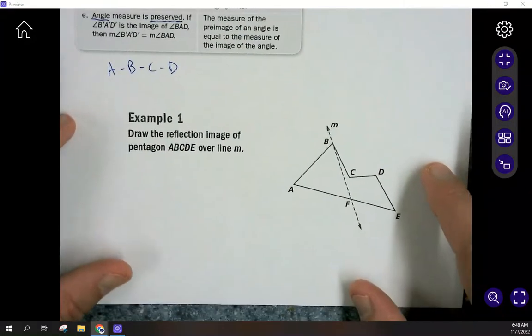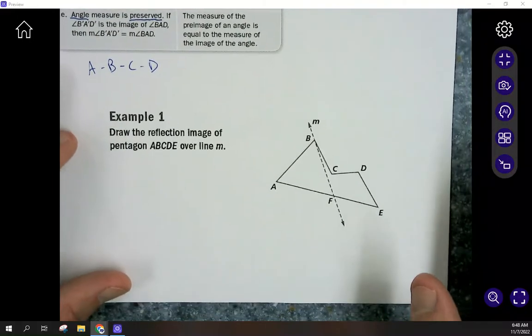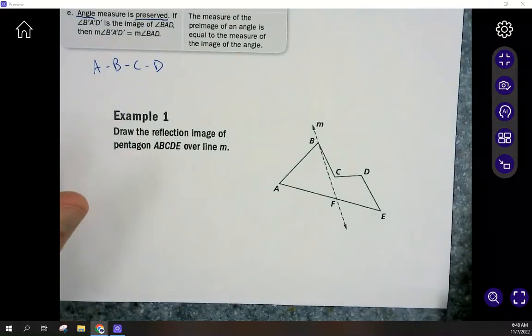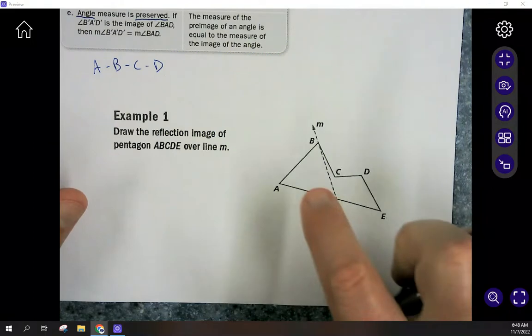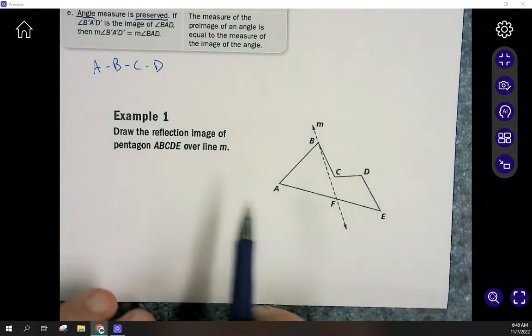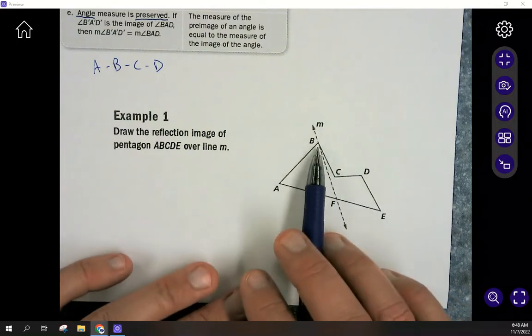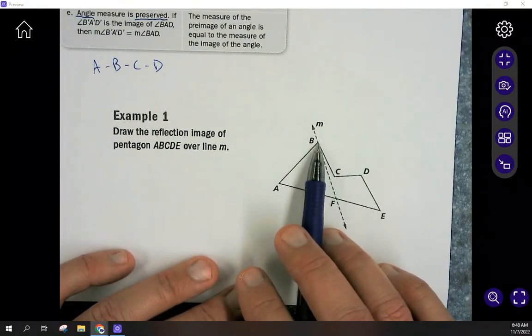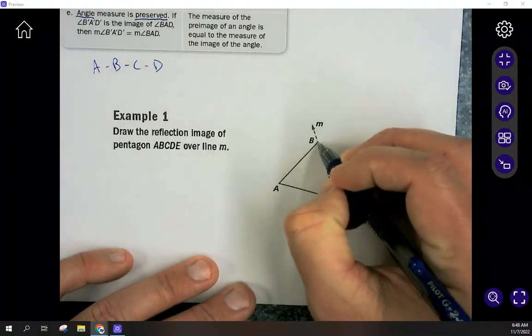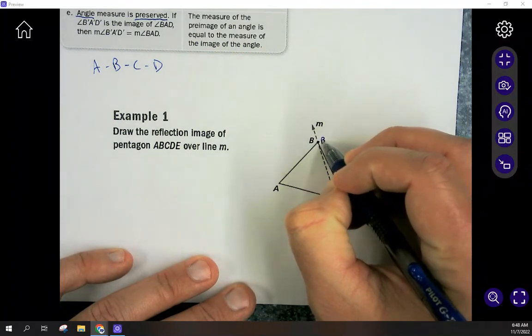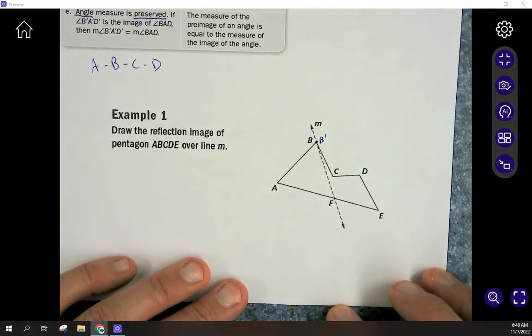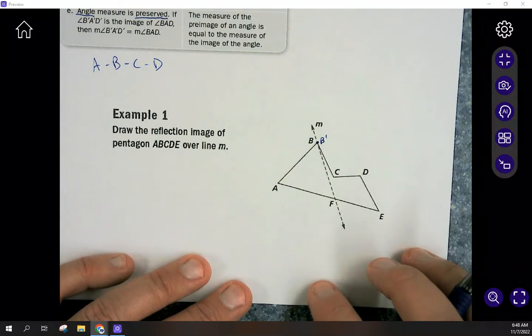All right, let's go down to example number 1. We're going to reflect this image, which is the pentagon, 5 sides, 1, 2, 3, 4, 5, over line M. First of all, point B looks like it's right on line M, so the reflection of it is going to stay right where it's at. If one of the points is on the reflection line, it stays.